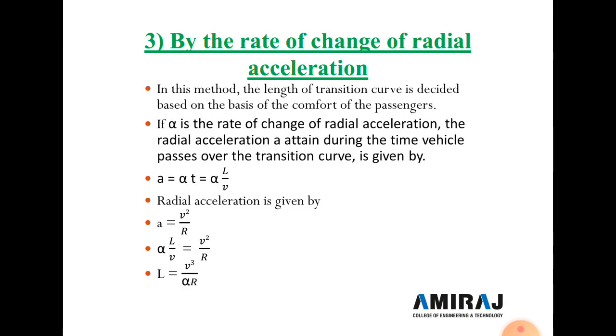Now next is by rate of change of radial acceleration. It's the third method. In this method, the length of the transition curve is decided on the basis of passenger comfort. If alpha is the rate of change of radial acceleration, the radial acceleration attained during the time the vehicle passes over the transition curve is given by A equal to alpha into T. T we already discussed in the last slide: T is equal to L divided by V.